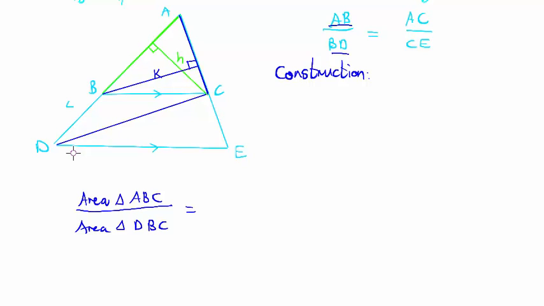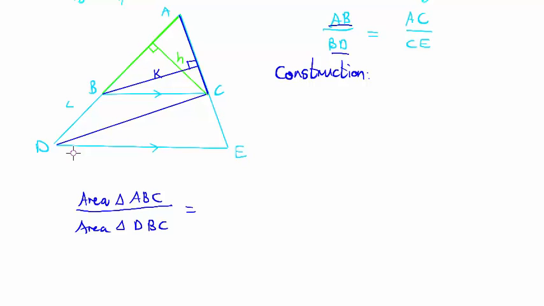There we go. If DB is my base, what is my perpendicular height? I already drew it. What do I do? I go to my apex and I drop a perpendicular height from there. And I've already done that. The green.